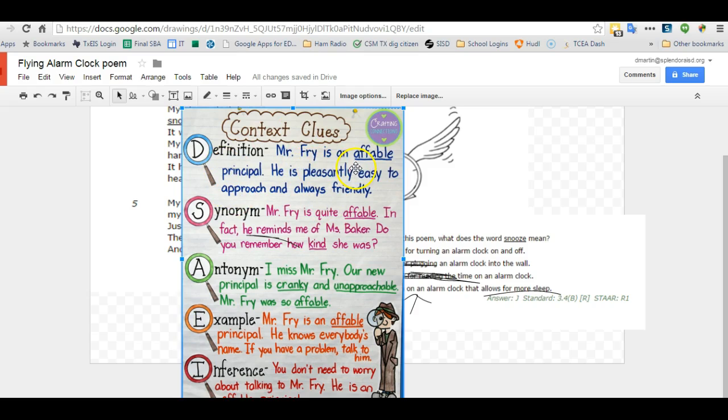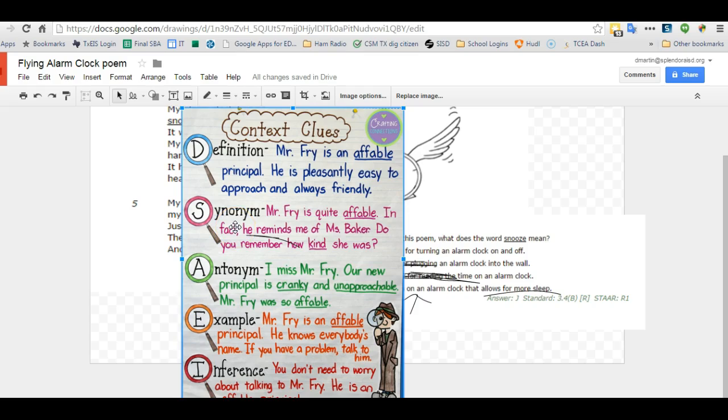Mr. Fry is an affable principal. He is pleasantly easy to approach and always friendly. So they almost define affable in the second sentence here. So this is one way a good reader looks for a context clue to figure out the definition of a word they might not know.